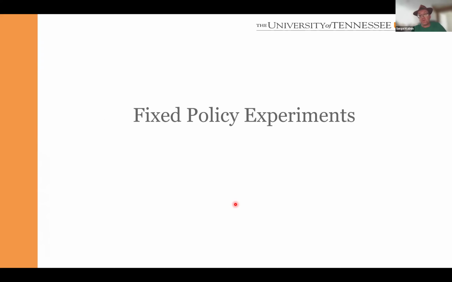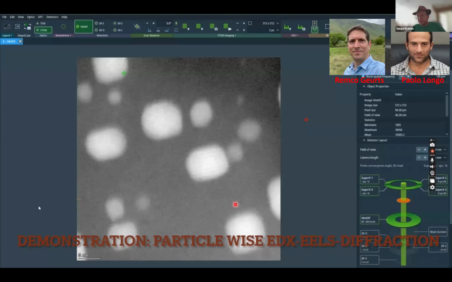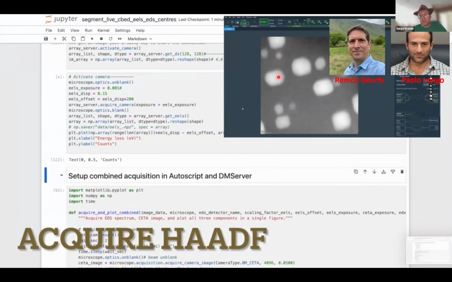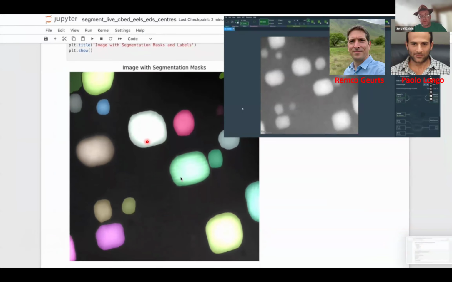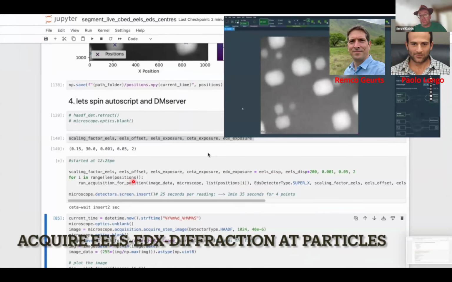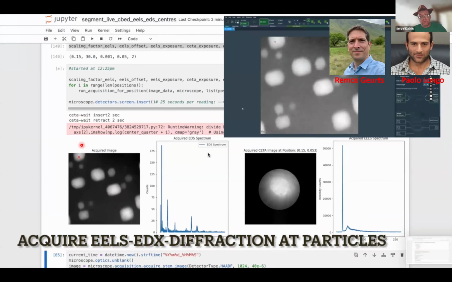Let me show you a few examples of how it works. The simplest example of the automated experiment is what is called the fixed policy experiment. In this case, you already have the reward and you plan the policy before the experiment and you don't change it. So this is a very simple example of the experiment when we look at the nanoparticles in the electron microscope. We segment them using the machine learning model, and then we basically tell our microscope to enumerate this particle and take the yields, EDX, and diffraction data one particle at a time.